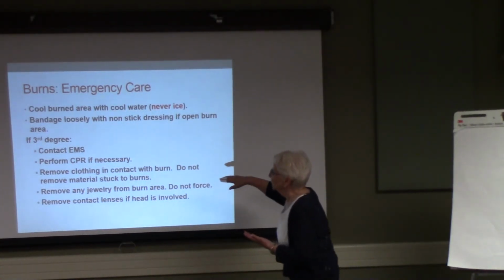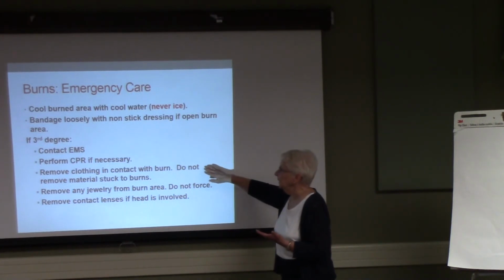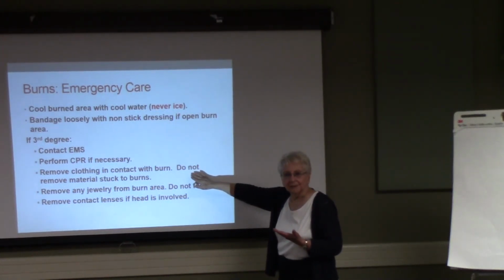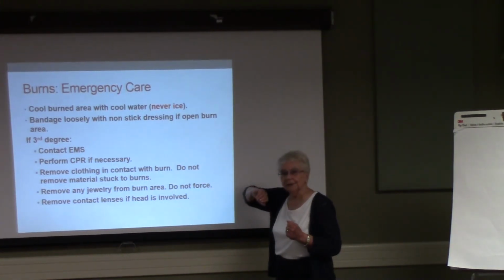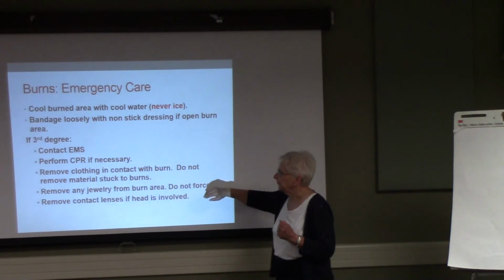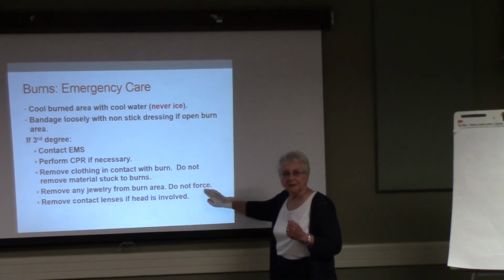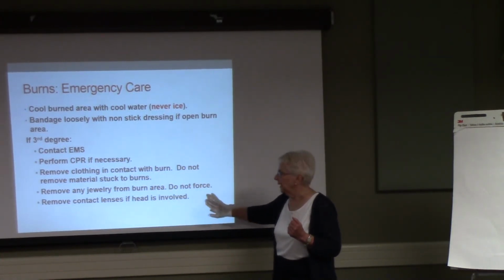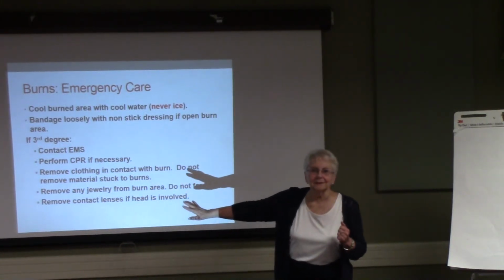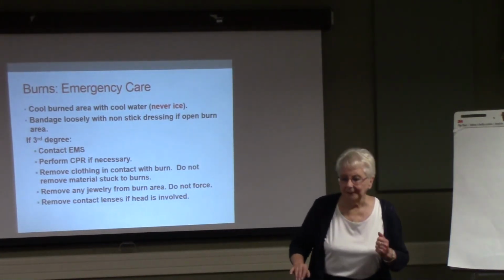3rd degree burns are a little different. If you have clothing, get it off, unless you can't. If it's stuck to the skin, leave it, because this person's going to end up in the burn unit. Any jewelry you need to take off if you can. If the fingers are already swollen or whatever, don't do it. Just leave it, don't cut it off. And remember, contact lenses are a plus. They can melt.